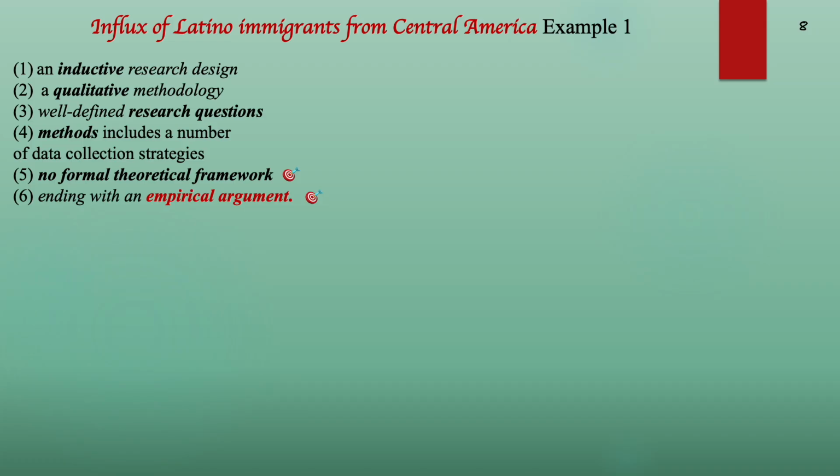Remember, the researcher's empirical argument is made up of 2 parts. 1, the patterns that emerge in their analysis of data. In other words, their findings. And second, their interpretation of their findings. Now, the researcher is ready to present her investigation in written form.